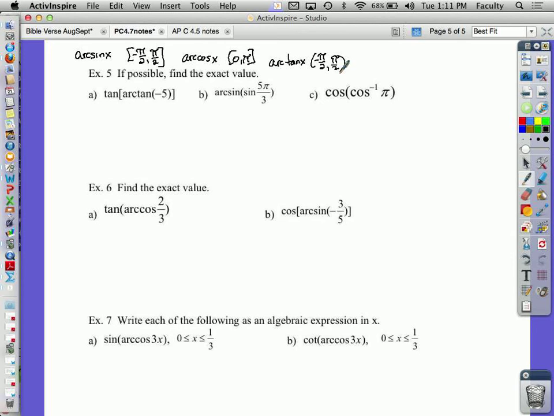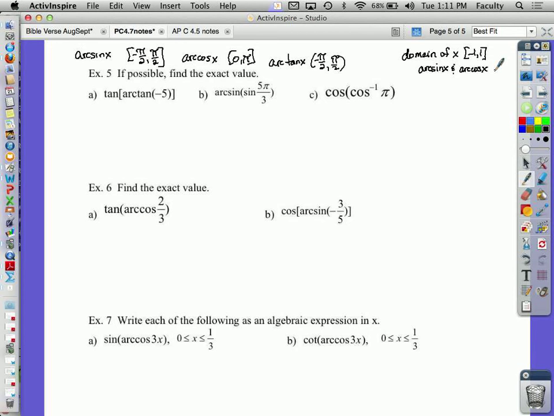Also remember that the domain, that's the inside values, the domain of x is negative 1 to 1 on arc sine x and arc cosine x, because this will be important. Arc tangent x is all real numbers, okay?